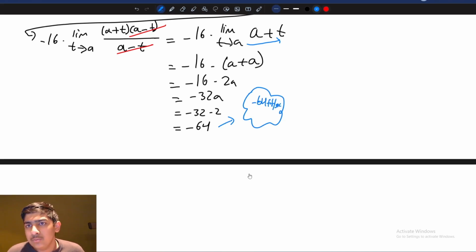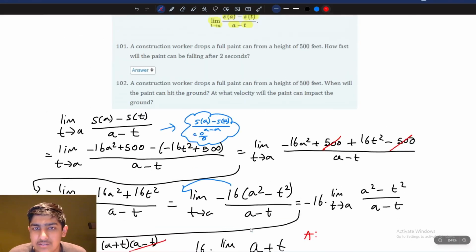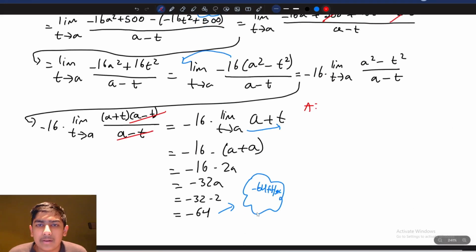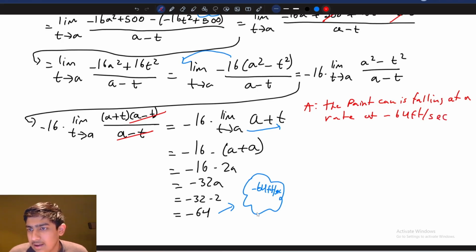There are two ways to answer this. The first, option A, is the easiest way of doing this: the paint can is falling at a rate of negative 64 feet per second. This is the easiest way of doing this here. Okay, the paint can, or actually no, this would not be really correct.